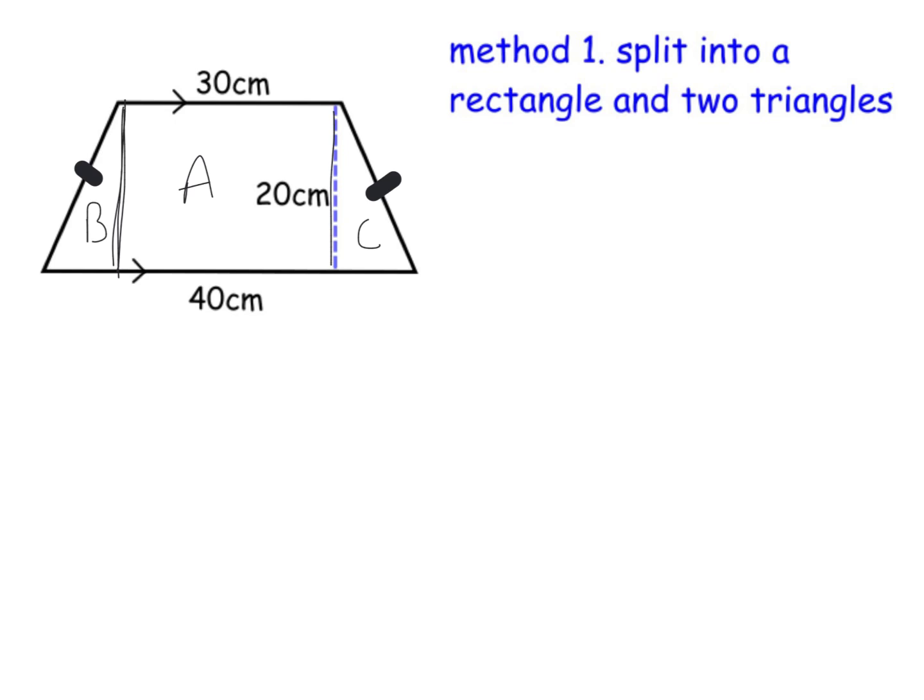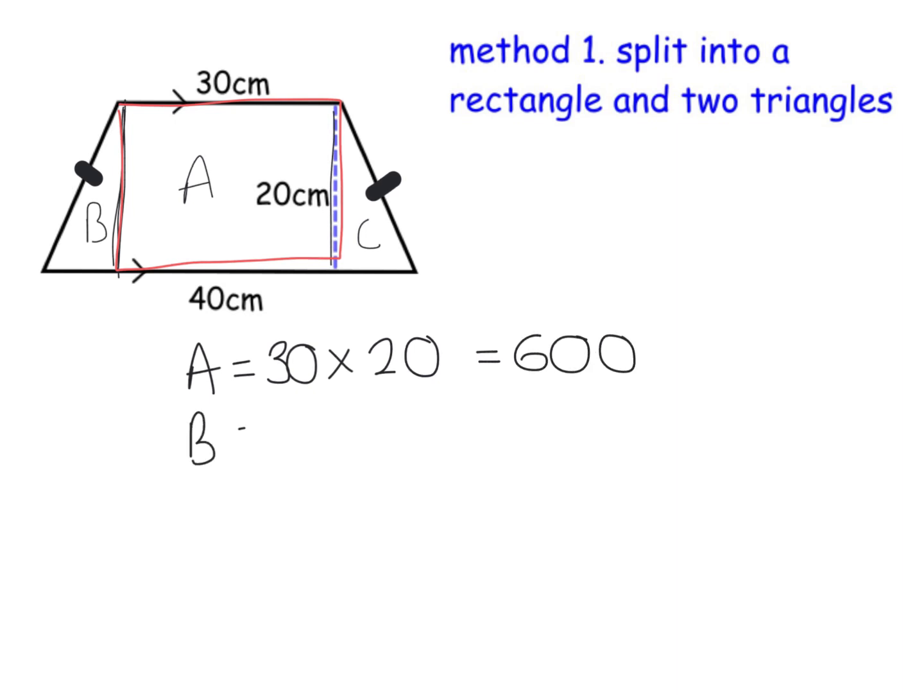So the rectangle is 30 by 20. So for the rectangle, area A, we're going to write length times breadth, which is 30 times 20. 30 times 20 is 3 times 2 is 6 with 2 zeros. Area B is a triangle, which is a half base times height. Now I don't know the base yet, so I'll come back to that, but the height of my triangle is 20.